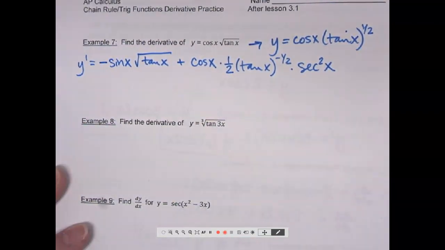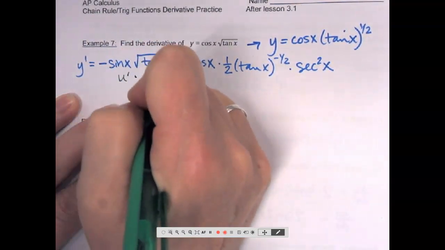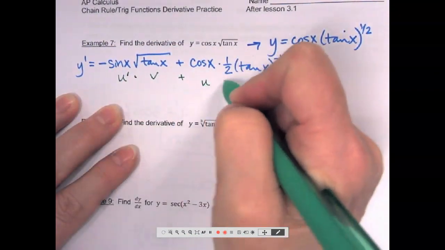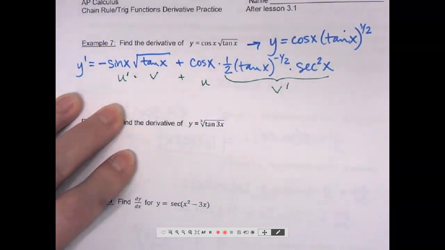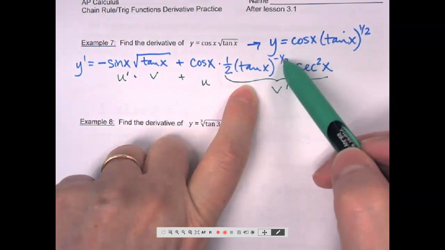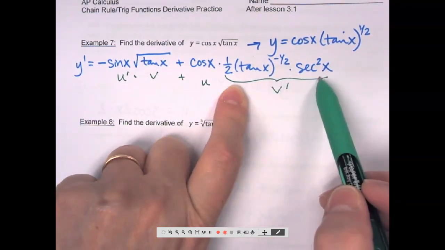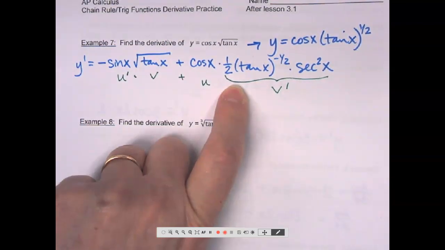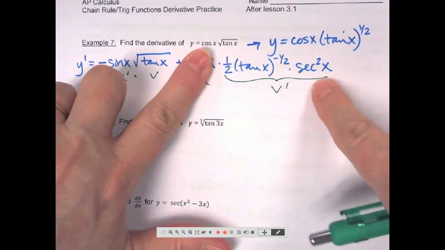Okay, but why did we find secant squared? Let me write this out. This was u prime v plus u, all of that is v prime. So we had to bring the 1/2 down. Tangent is now raised to the -1/2. We subtracted 1. But now we have to take the derivative of tangent. Chain rule. That's where the secant squared came from. Okay, because we found the derivative of the outer. Exactly. This part's the outer. There's the inner.